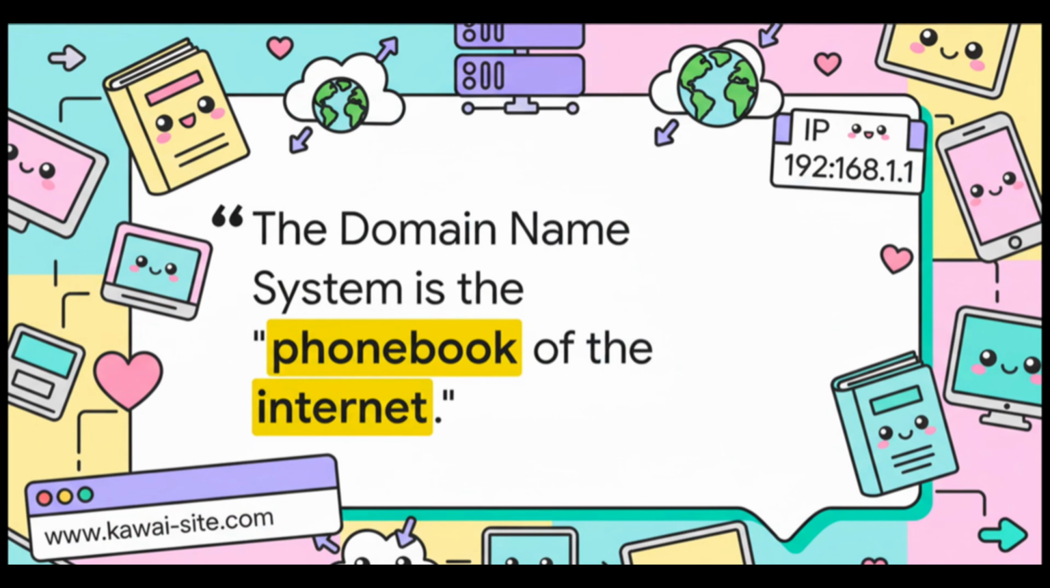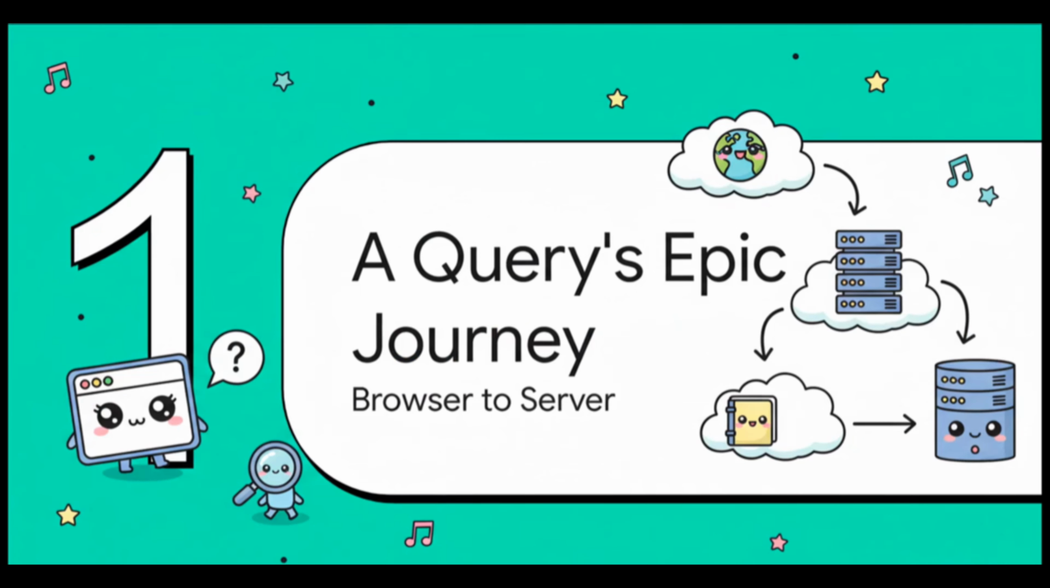And this is just the perfect analogy. The domain name system, or DNS, is this massive global phone book. Its one critical job is to look up the human-friendly name you type in and find the matching computer-friendly IP address. Seriously, without DNS, we'd all have to memorize strings of numbers just to check our email. No thanks. So to really get how this phone book works, we're going to follow a single request, a single DNS query on its epic journey.